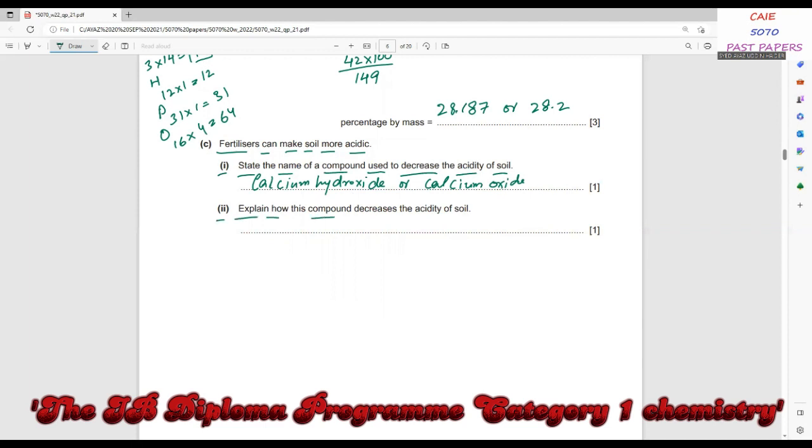To explain how this compound decreases the acidity of the soil, it's very easy, it simply neutralizes the acid.